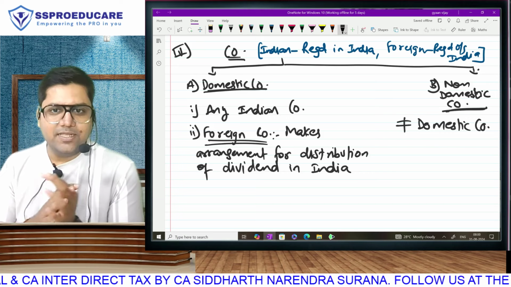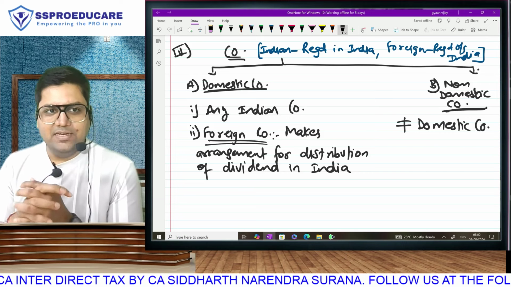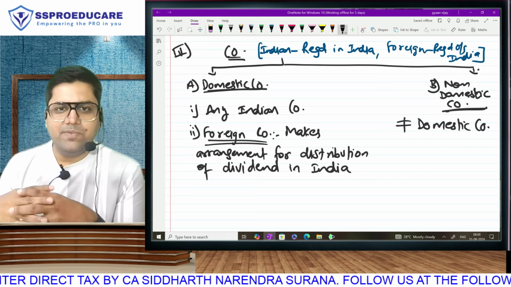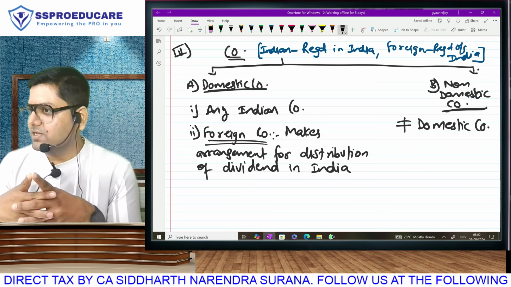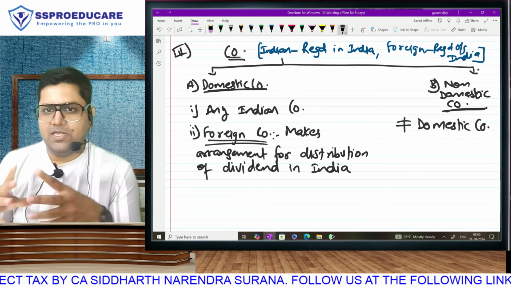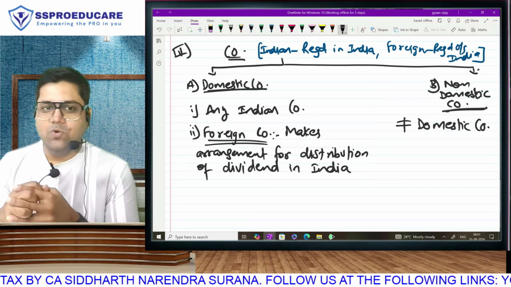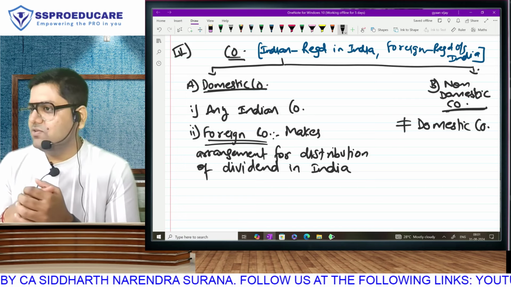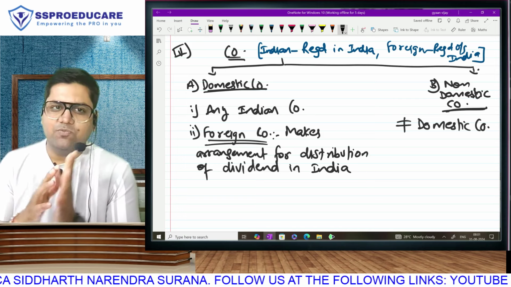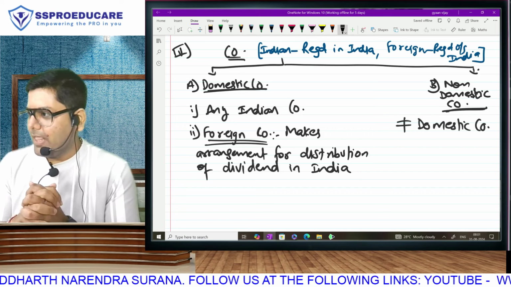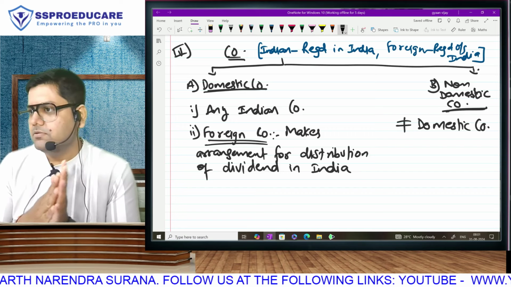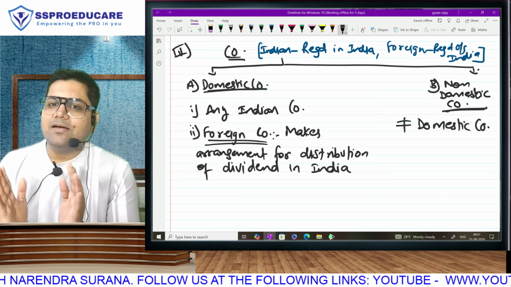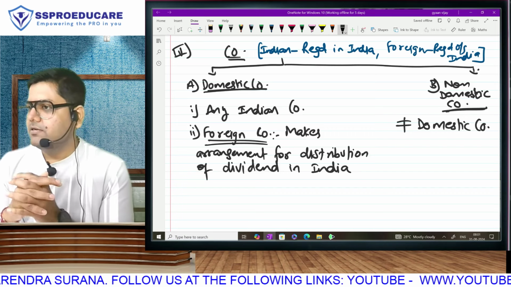And considering that you are a CA finalist, a CA article, the maximum you will be able to afford is one share. In a few months you may be able to buy more shares and make more investment. But currently, on the basis of budget, suppose you buy only one share. Are you a shareholder of Apple? Fantastic. Apple will conduct its AGM in its country.